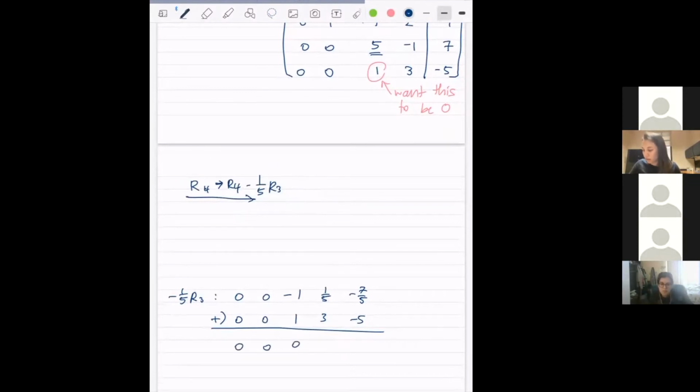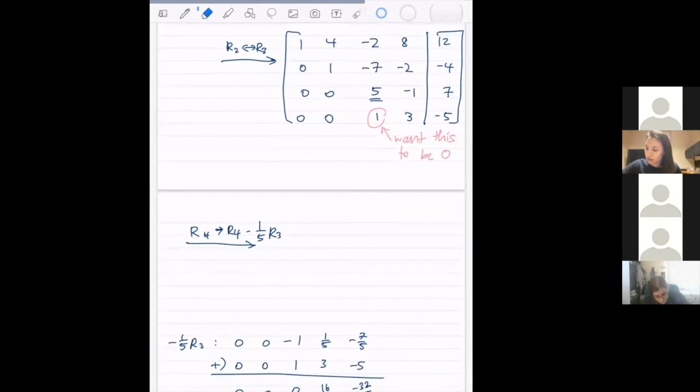Okay. Let's see. So let's compute this first. So we'll get 0, 0, 0. That's good because we wanted to get a 0 in this particular entry. And then we have to add 3 and 1/5. So that would be 16/5. And then this one, we would have -25 minus 7. So that would be -32 over 5. Right. And then we'll copy down the other rows from our previous matrix. So 1, 4, -2, 8, 12, 0.